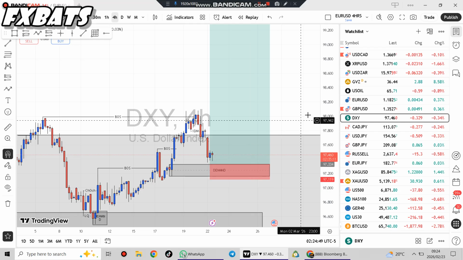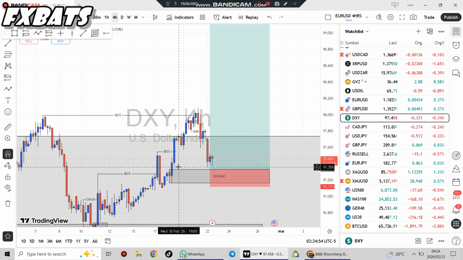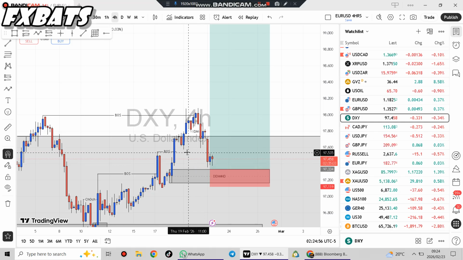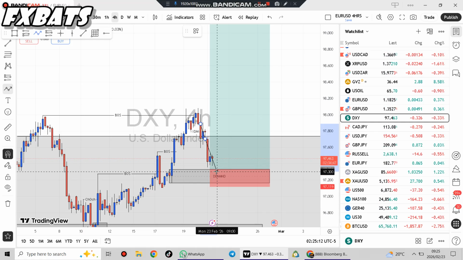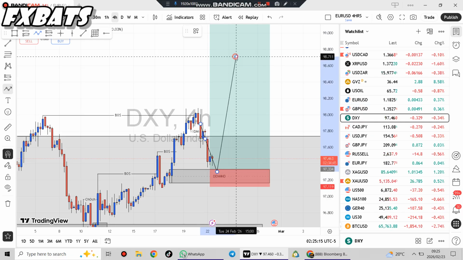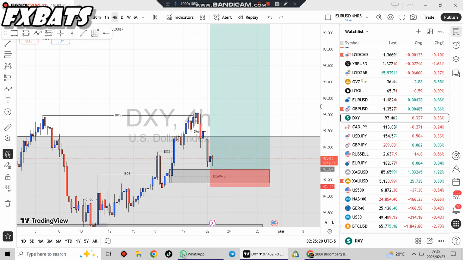because below we had an area of demand. You can see this was an area of demand, and we had imbalance above it, and liquidity still residing above it. This is the setup I made. I was hoping to see a pullback towards this area of demand, to see that the dollar might continue buying. But for some reasons, I'm not so sure.